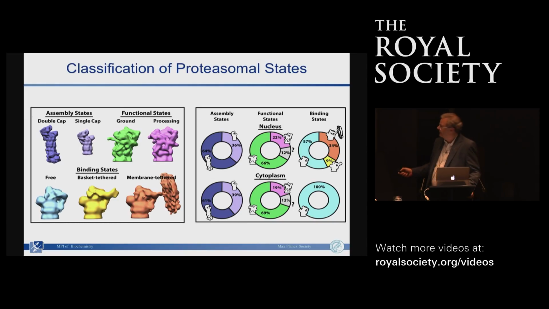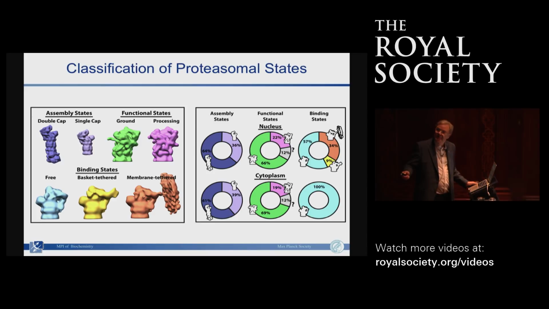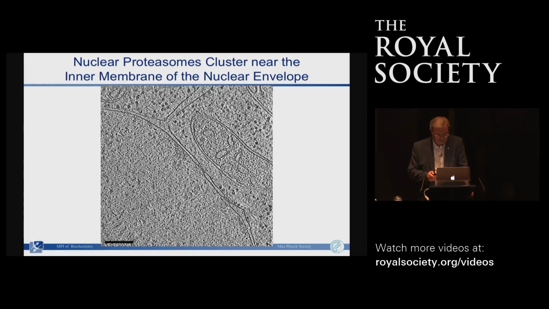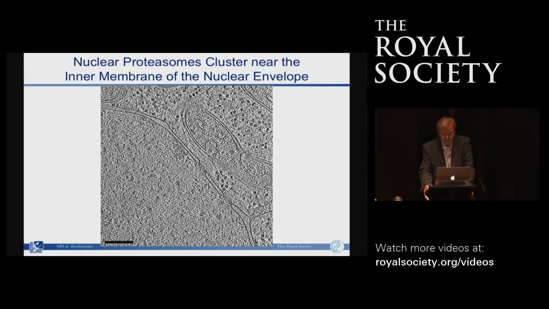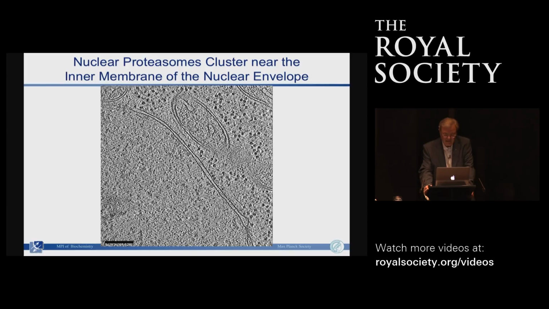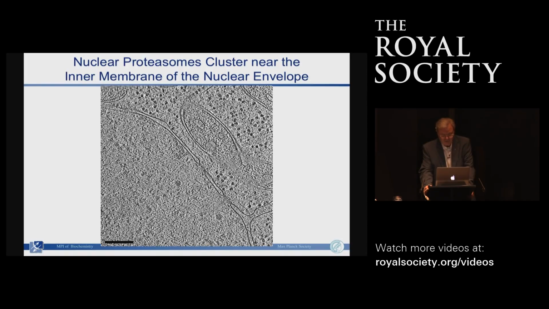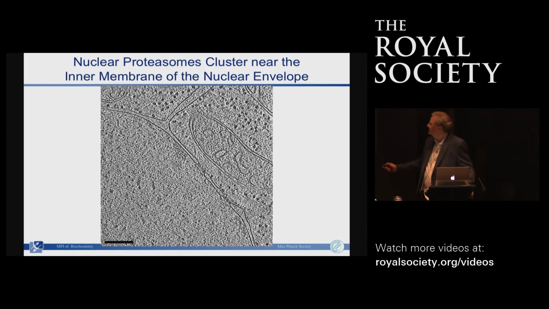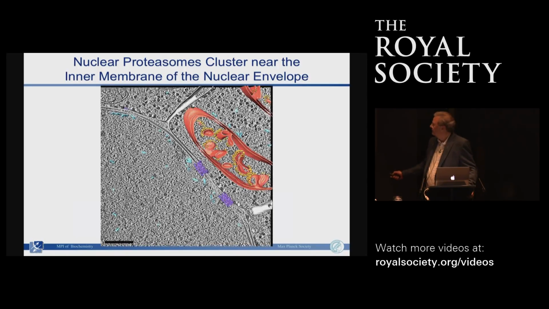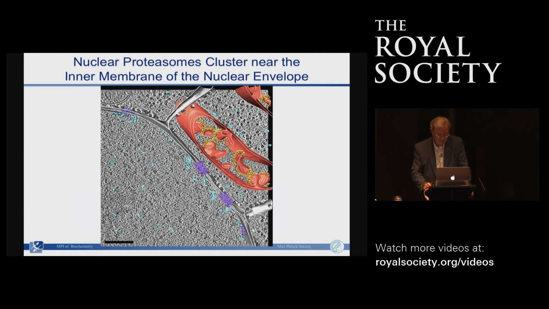And as I said, we can now distinguish between those which have 2 regulatory particles and 1 regulatory particle. We can say which one is in the ground state and which one is in the substrate processing state. And we can also say whether it's a free one or it's tethered either to the basket or to the membrane of the nuclear envelope. And we can map them back. So we show here again a raw tomogram. And you see in this region here we have a mitochondrion. Here we have the nuclear envelope. Here we have nuclear pore complexes.